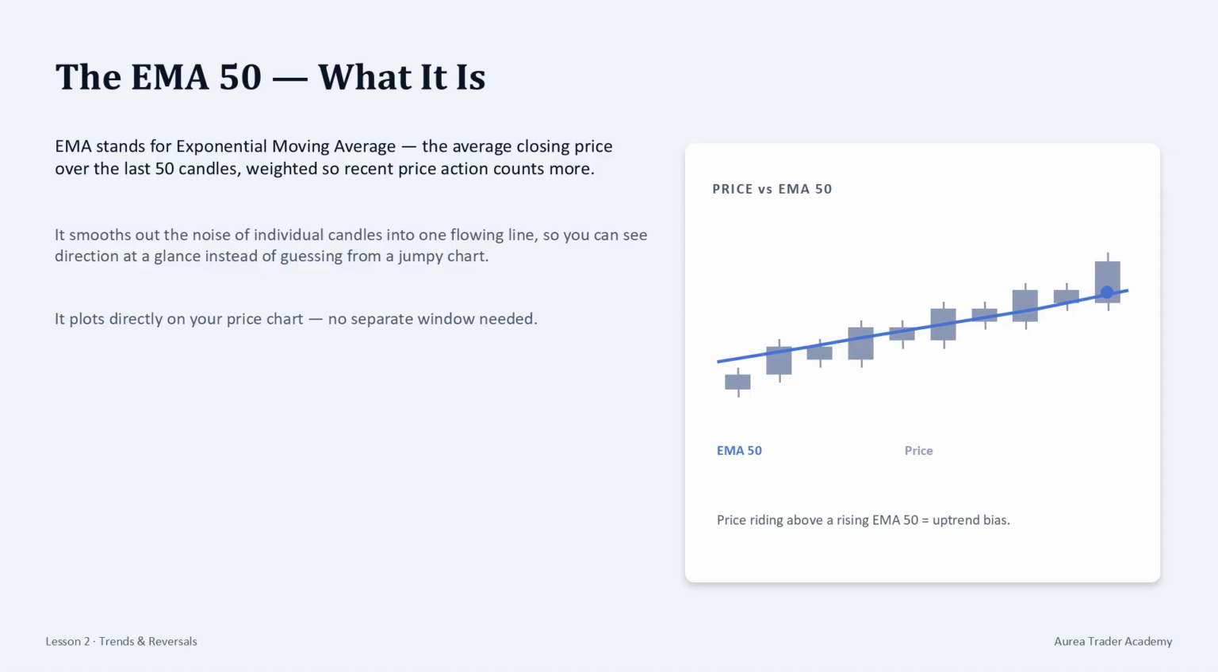EMA stands for exponential moving average, the average closing price over the last 50 candles, weighted so recent price action counts more. It smooths out the noise of individual candles into one flowing line, so you can see direction at a glance instead of guessing from a jumpy chart. And it plots directly on your price chart, no separate window needed. Notice on this chart, price riding above a rising EMA 50 means an uptrend bias.